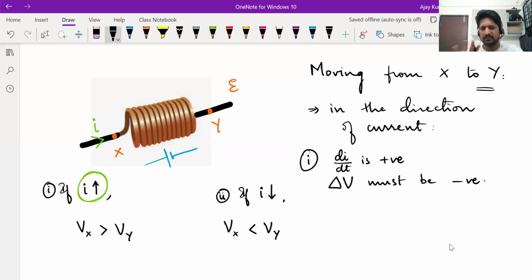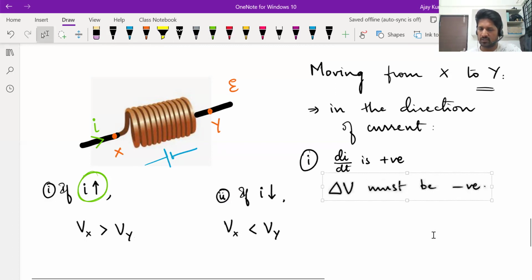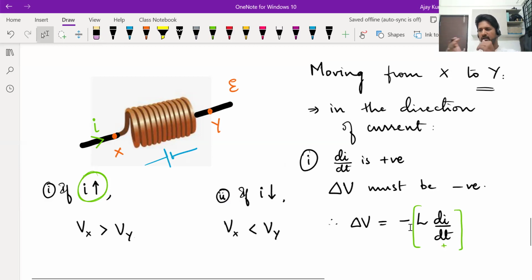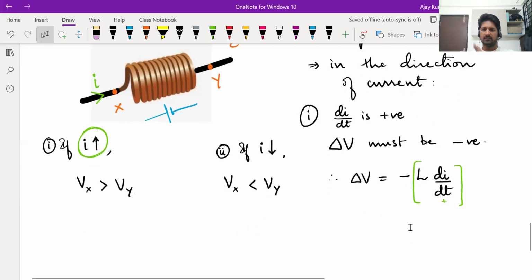Generally, if any quantity is increasing, its derivative is positive. So di by dt is positive, but the change in potential must be negative. Therefore, you can say that the change in potential is minus L di by dt. We got the formula for induced EMF as L di by dt, but the total change in potential has to be negative, so we add that minus sign. So the change in potential when you move across the inductor is minus L di by dt if current is increasing. Consider the next case.